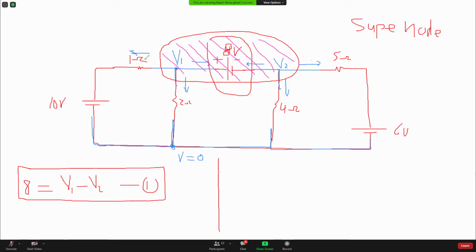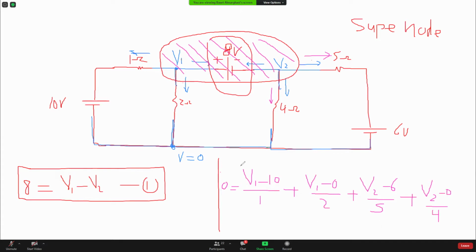So the equation will be this current leaving, so it's V1 minus 10 divided by 1 ohm. Oh, by the way, no current is coming, so 0. Then this is the second current here in this branch, plus V1 minus 0 divided by 2. Then I go to this side here, V2 minus 6 divided by 5. So this is this current going this way. Then plus this current here, V2 minus 0 divided by 4.